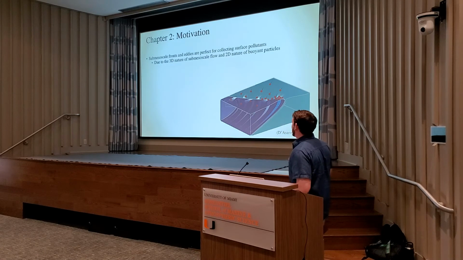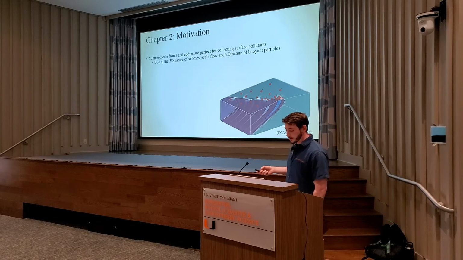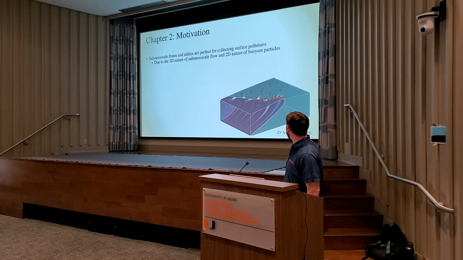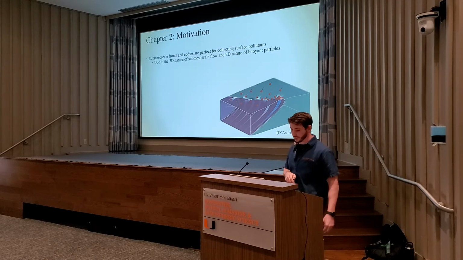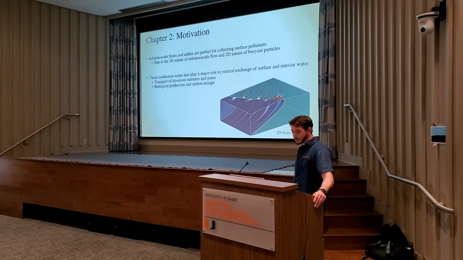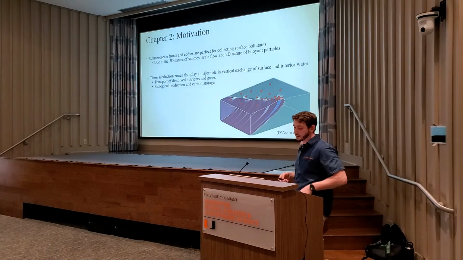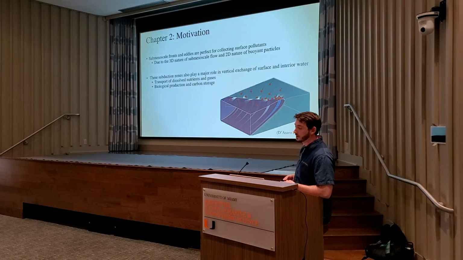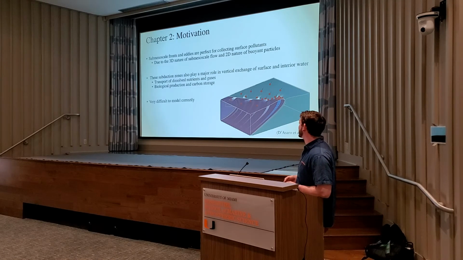But here's what we can see happening. On submesoscale fronts and eddies, 2D particles that travel on the surface of the ocean, like drifters, will naturally get caught in what's known as subduction zones or convergence zones and line up along the length of the front. These subduction zones play major roles in the vertical exchange of surface and interior waters and have effects on the transport of dissolved nutrients and gases, biological production, and carbon storage, but have been very difficult to model correctly so far. And once again, we need more observations to describe the dynamics.